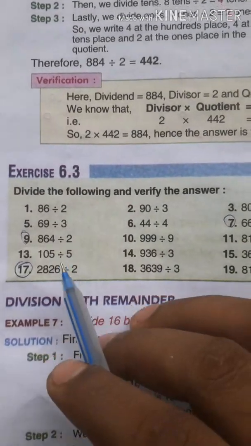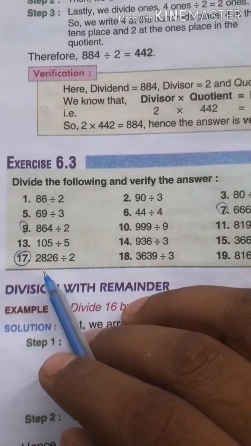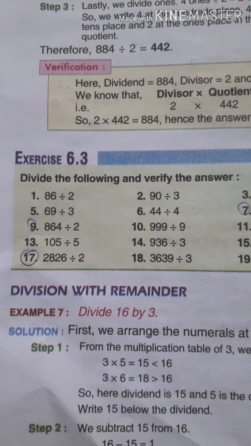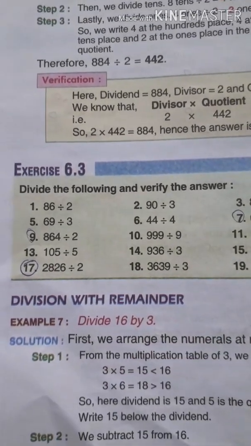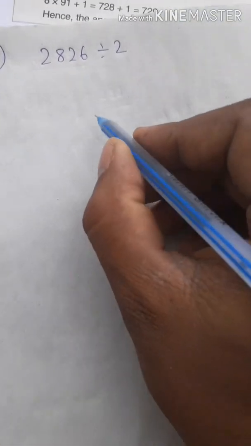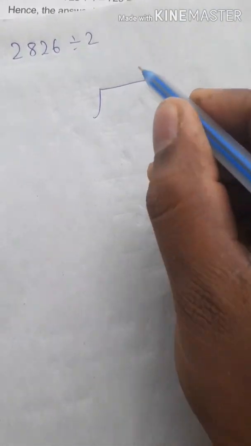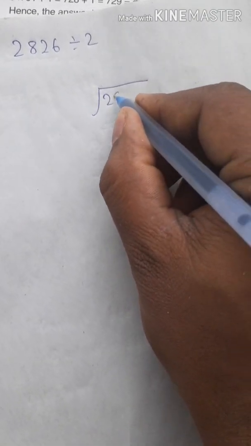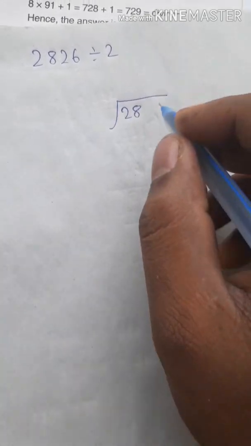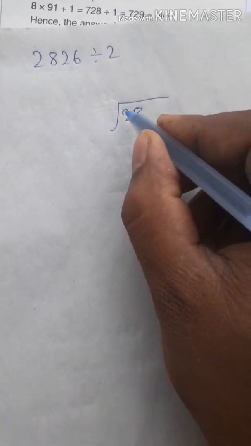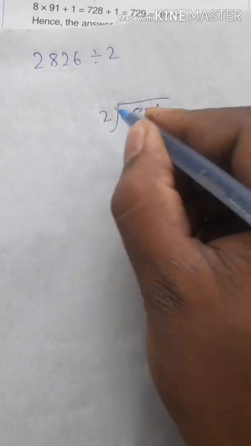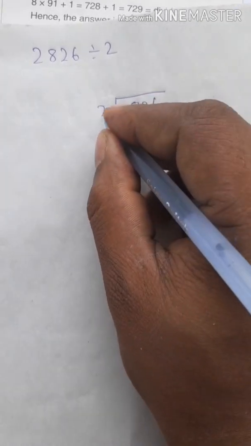Okay, students, next let us check division of 4-digit number by 2-digit number. All of you take exercise 6.3, question number 17. 2826 divided by 2. So for doing this, first we have to compare the numbers. Before that, draw the division sign like this, and inside write the dividend 2826 and outside the divisor.